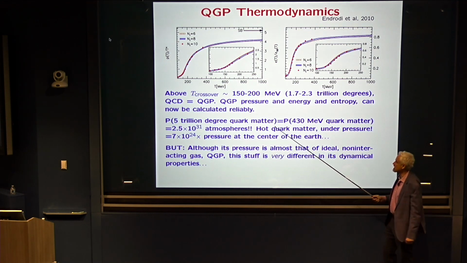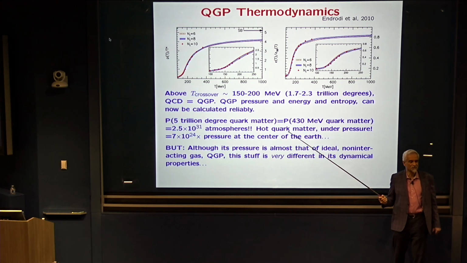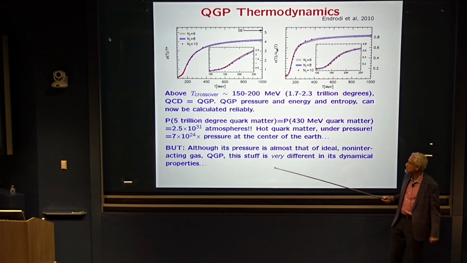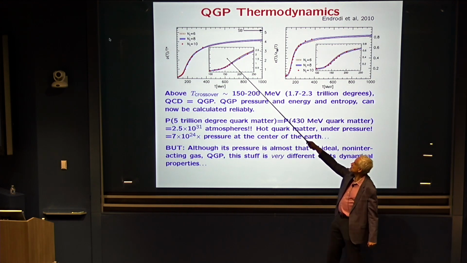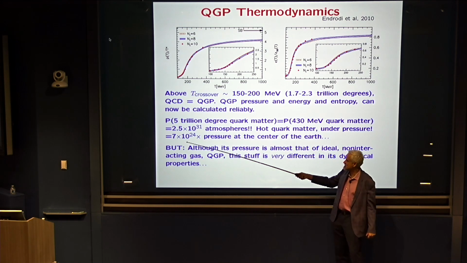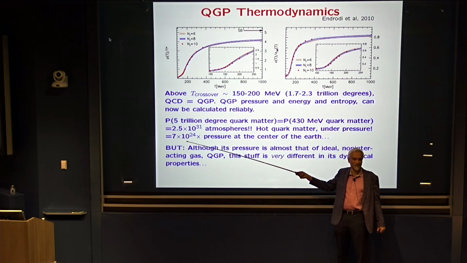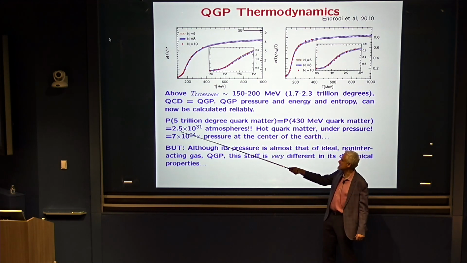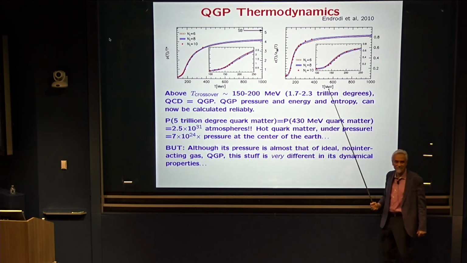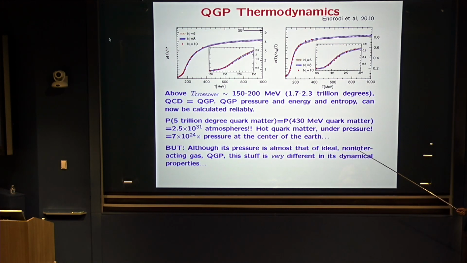When you read the pressure off, I know 4 weeks ago there was a person here who spoke about the center of the Earth. The pressure when the universe was 1 microsecond old was about 7 times 10 to the 24 times higher than the pressure at the center of the Earth. It was about 2.5 times 10 to the 31 times higher than the pressure of the Earth's atmosphere.